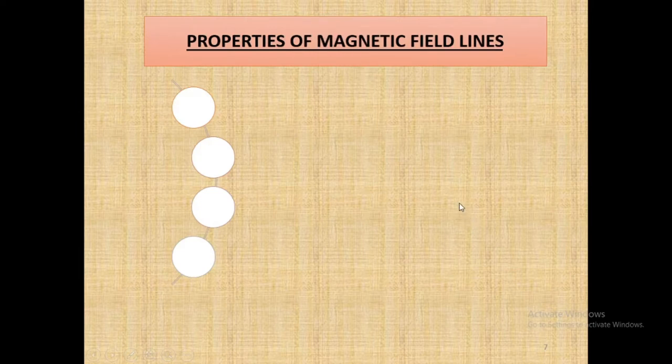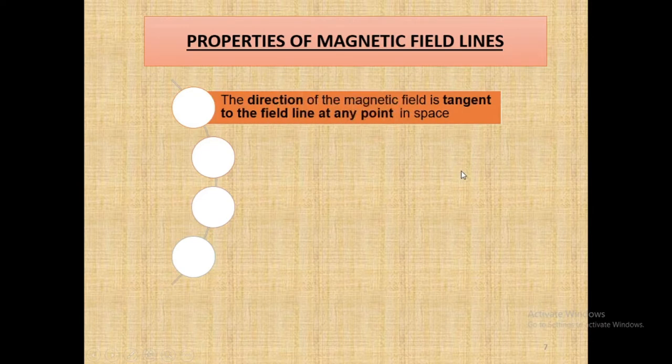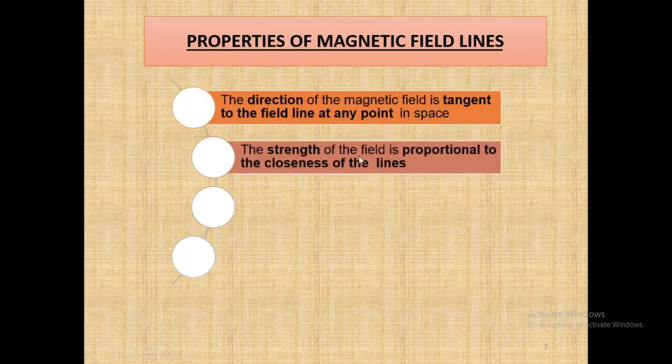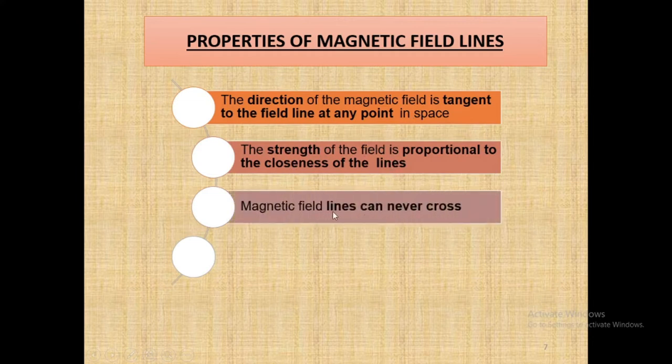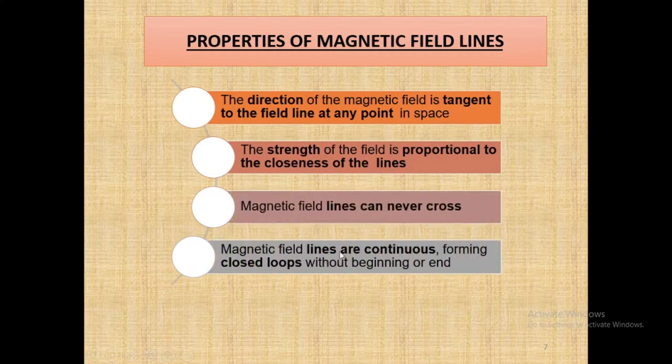So, what are the properties of magnetic field lines? The first property is the direction of the magnetic field is tangent to the field line at any point in space. The strength of the field is proportional to the closeness of the lines. The magnetic field lines can never cross. And the last one is magnetic field lines are continuous, forming closed loops without beginning or end.